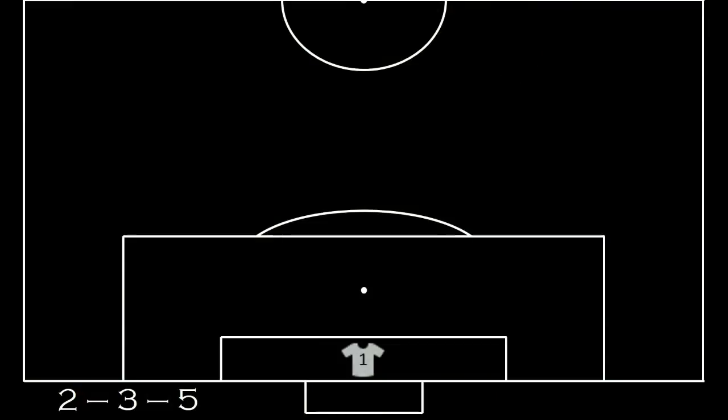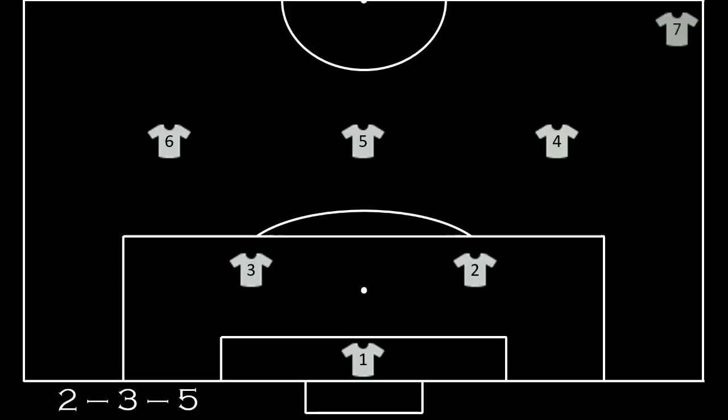So, goalkeeper was number 1, right fullback was number 2, left fullback was number 3, right halfback was number 4, center halfback was number 5, left halfback was number 6, outside right forward was number 7, inside right forward was number 8, center forward was number 9, inside left forward was number 10, and outside left forward was number 11.